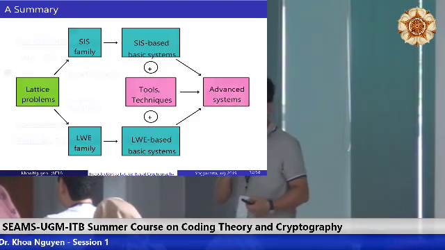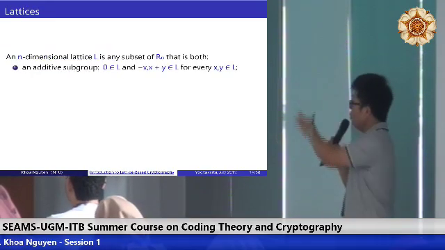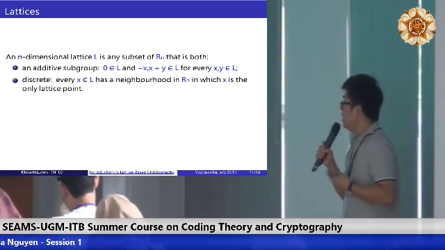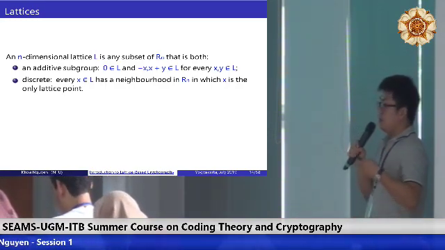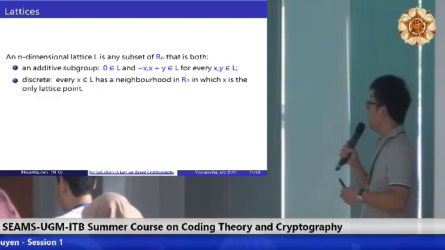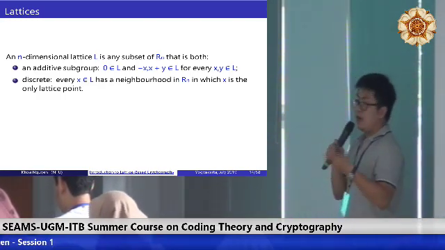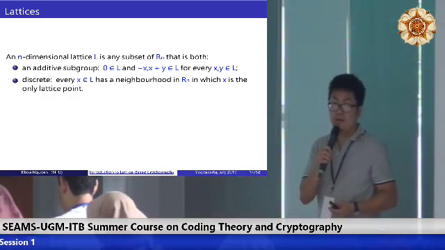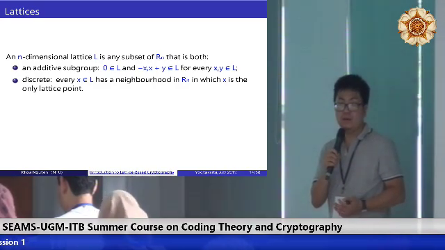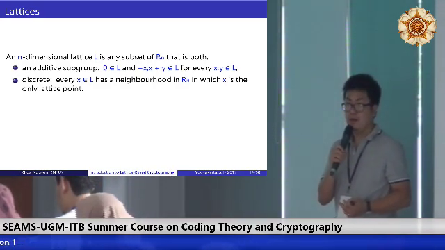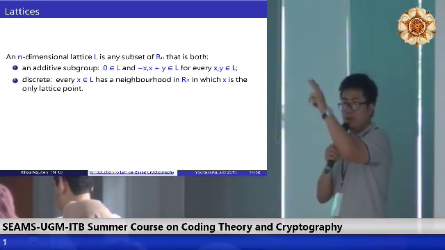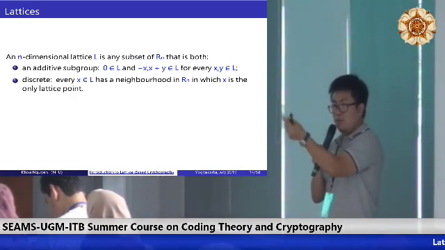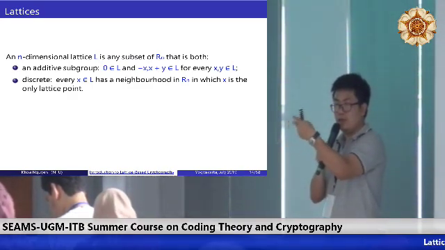And it's discrete. You know that the whole set R^n is not discrete, but this subgroup must be discrete, meaning that for every x belonging to the lattice, there is a neighborhood in R^n in which x is the only lattice point. So what does it mean? If we take a very small epsilon, we can take a neighborhood in which this is the only lattice point. It means that it is discrete.